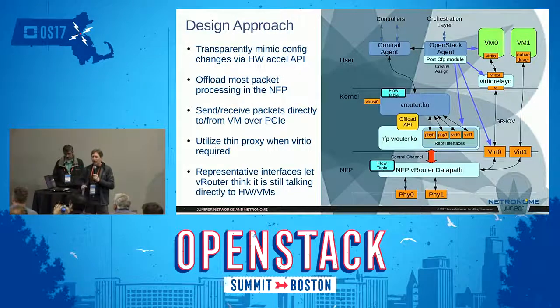And finally, the last big piece of this puzzle is that we wanted Contrail to not really have to know whether or not the special hardware was there. So we created what we call representative interfaces, which are netdevs in the Linux kernel, that make the vRouter data plane think that it is still talking directly to interfaces in the virtual machines and physical hardware. But in fact, those representative interfaces are just proxies for sending the traffic via the NFP.